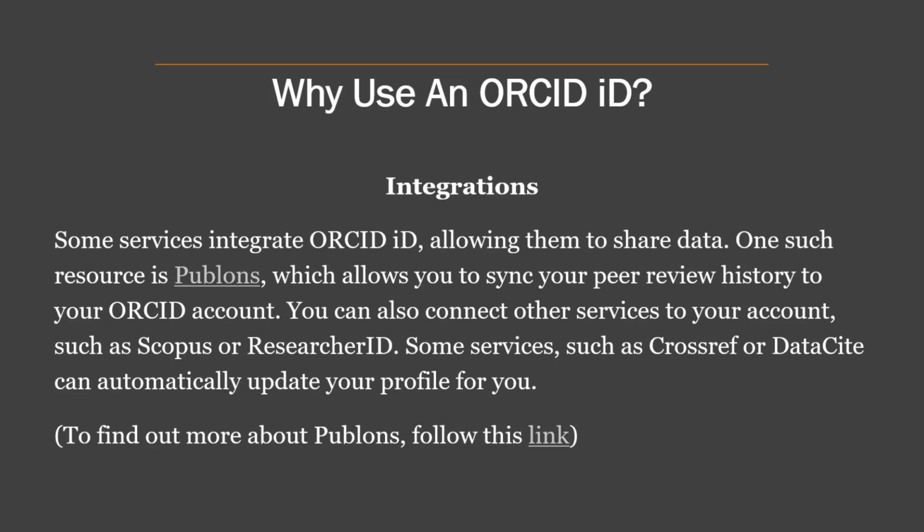Some ORCID iDs also integrate into other services, allowing them to share data and connect with each other. One resource is Publons, which allows you to sync your peer review history to your ORCID account. Scopus and ResearcherID also connect to ORCID along with Crossref and DataCite, who can automatically update your profile for you.